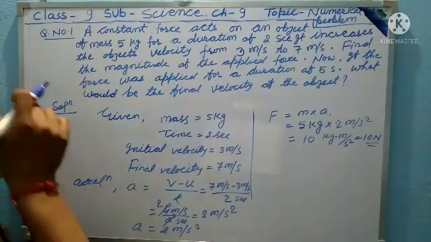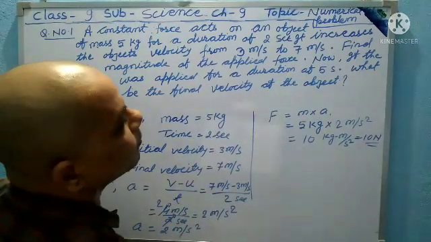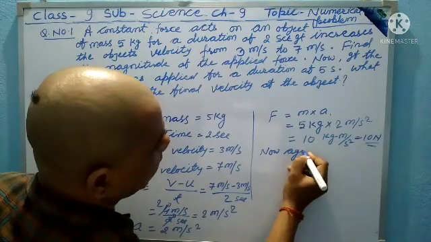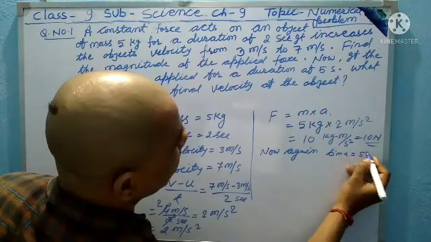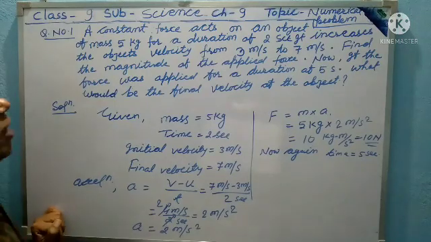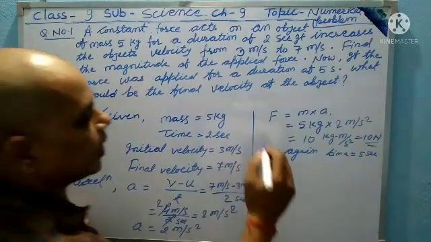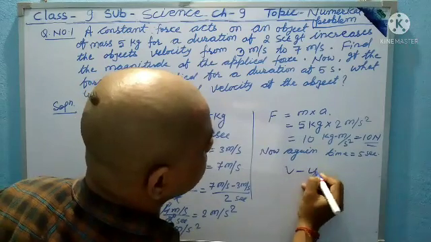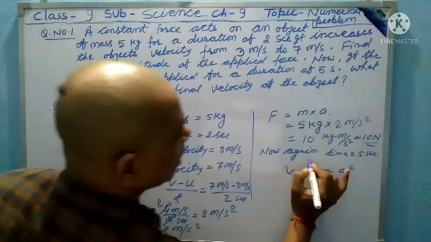Now, if the force was applied for a duration of 5 seconds, now again time is equal to 5 seconds. So, find the final velocity of the object. So, final velocity of the object: v minus u is equal to at, that is a standard formula. v is equal to u plus at.